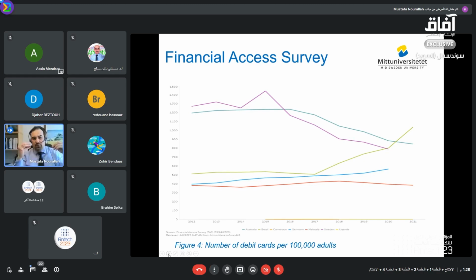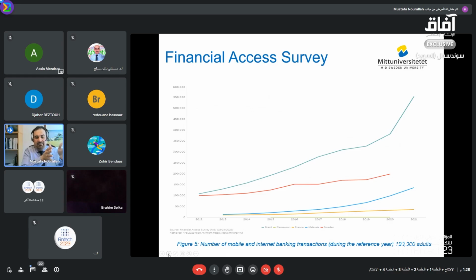So what could these two charts tell us? First of all, in some countries the number of debit cards is decreasing, while in other countries the number of debit cards is increasing, which means that people are probably using different means to conduct financial transactions in different countries.